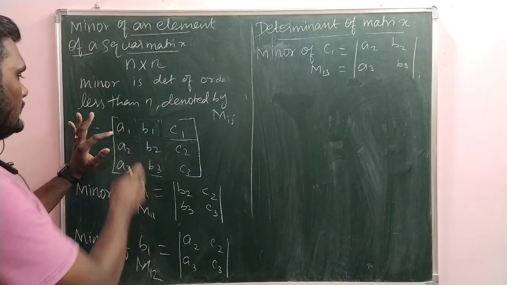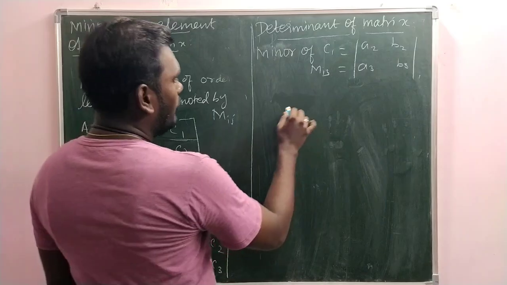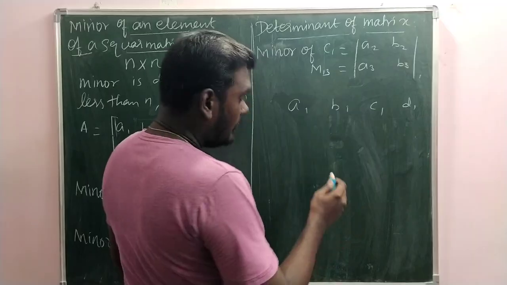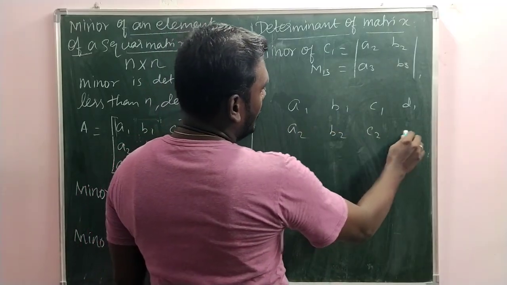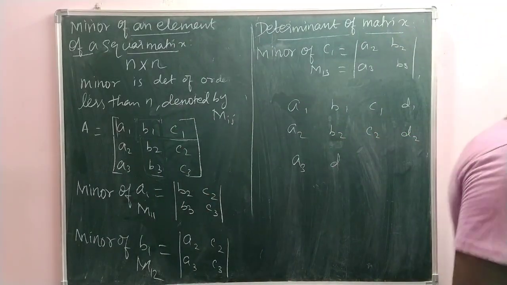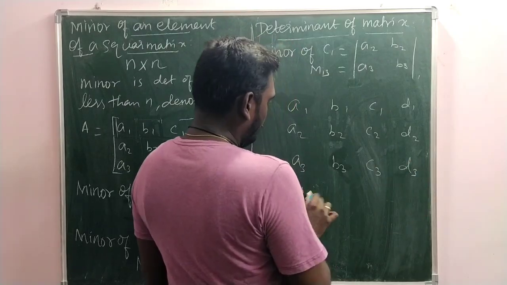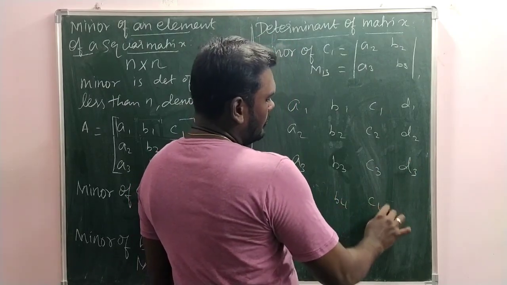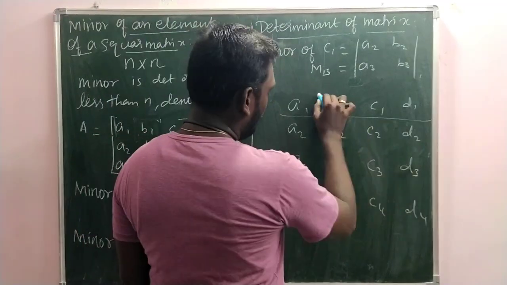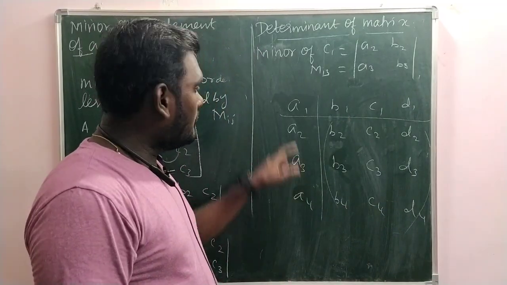Okay, like any minor you can take. This is a 1 by 1 minor, this one can be a 1 by 1 minor. So if I take this 4 by 4 matrix, A1, B1, C1, D1 and A2, B2, C2, D2, A3, B3, C3, D3, A4, B4, C4, D4, then the minor of A1 will be this 3 by 3 matrix. Like the minor of this element.